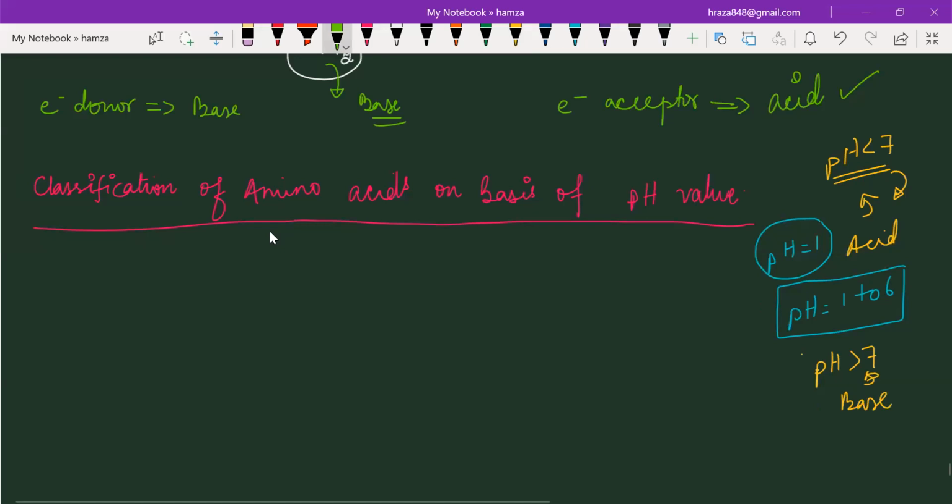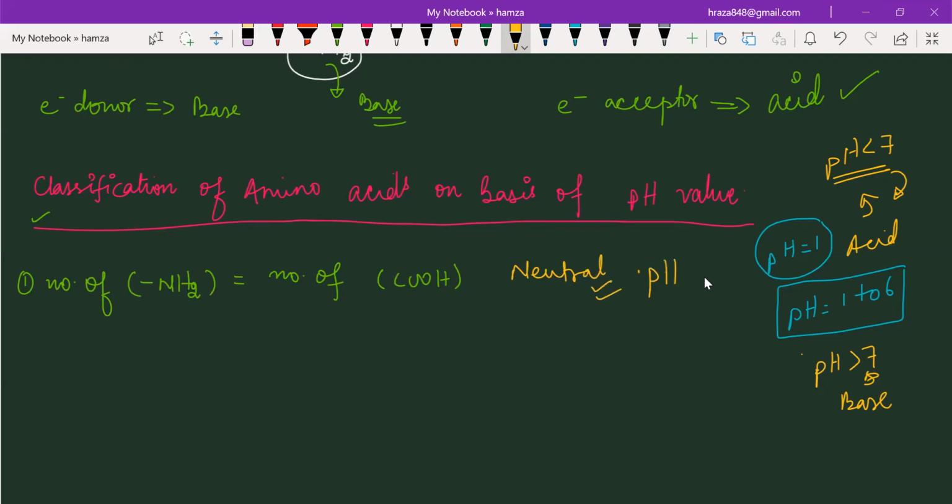Now I already told you that amine is base and carboxylic acid is an acid. So how we are gonna classify it? It's very easy and simple. Number of NH2 group is equal to number of COOH group. Then it will be neutral, isn't it? If acid will be equal to base, then the compound is neutral. That means pH is equal to 7. Are you getting my point, Nafisa and Fawaz?